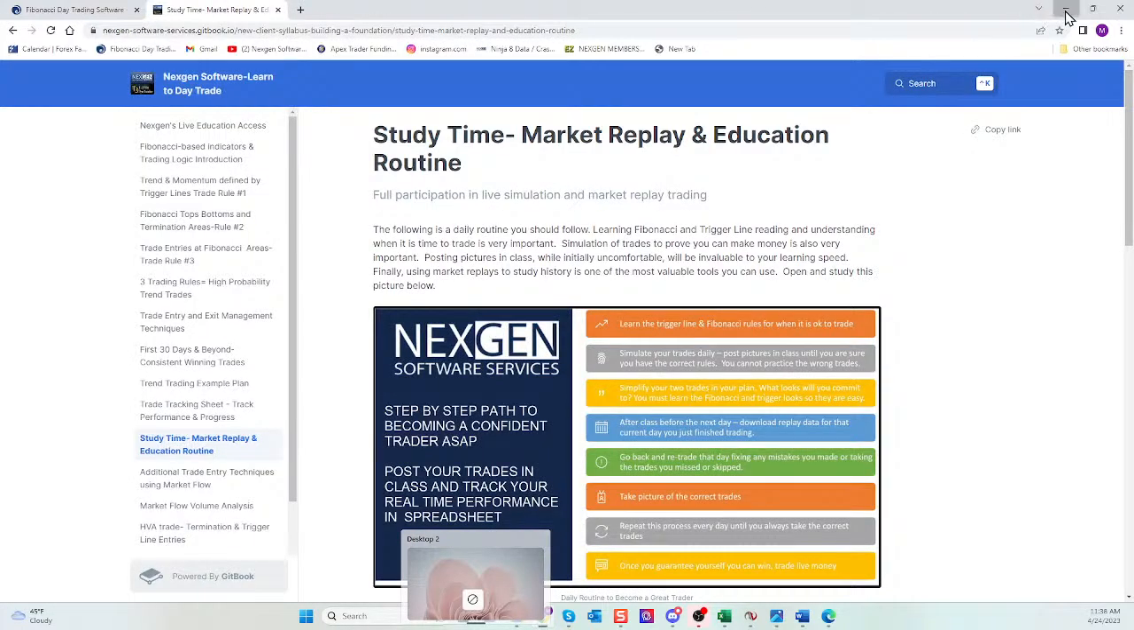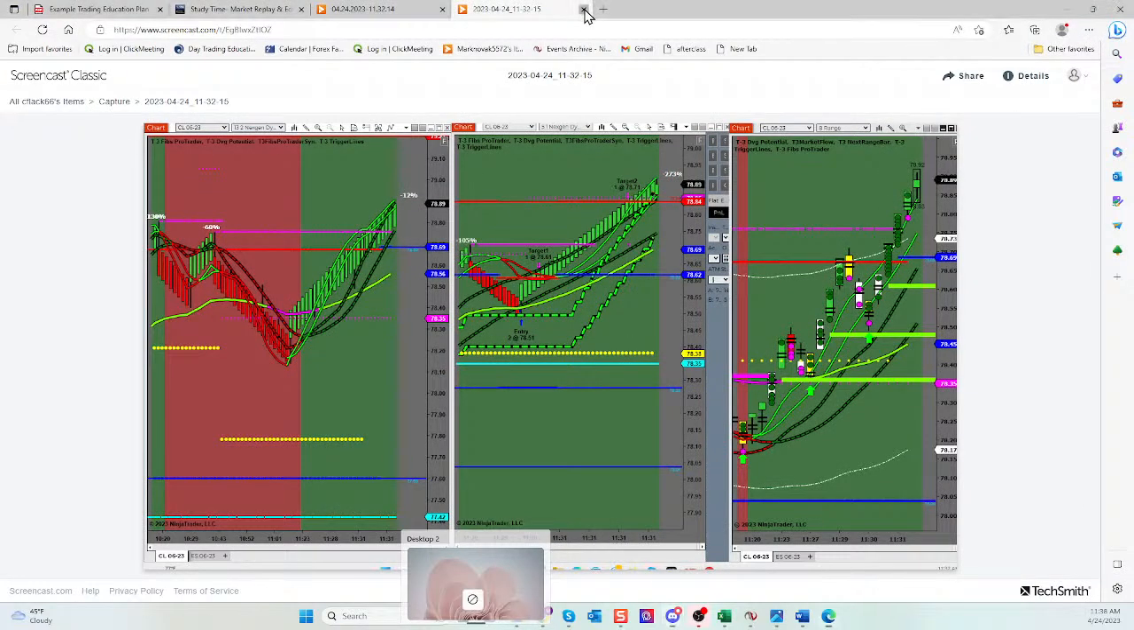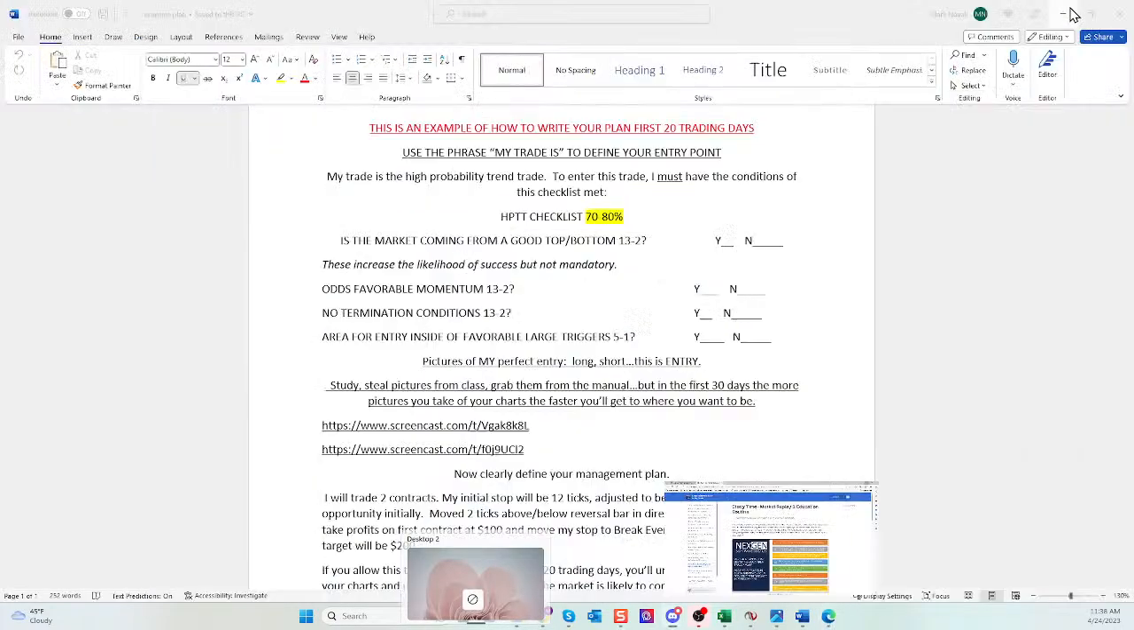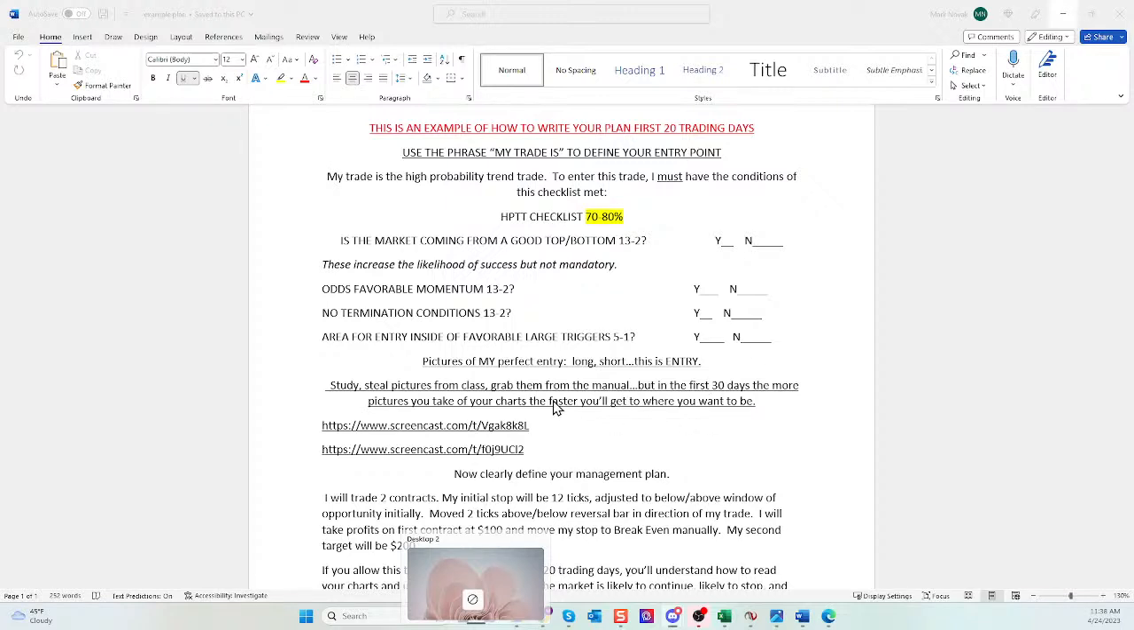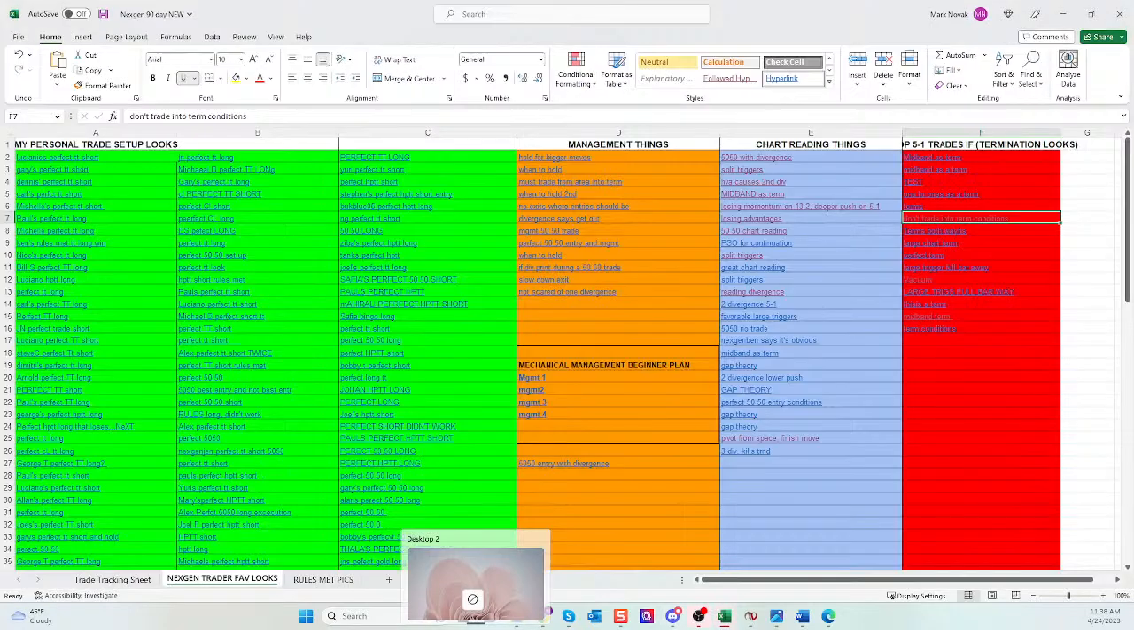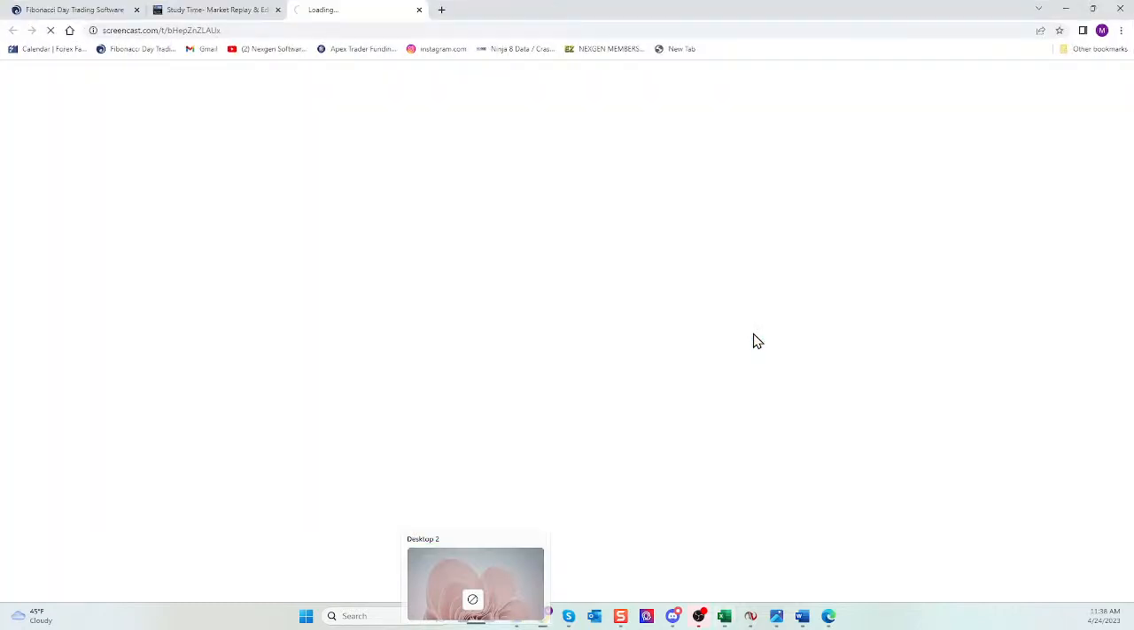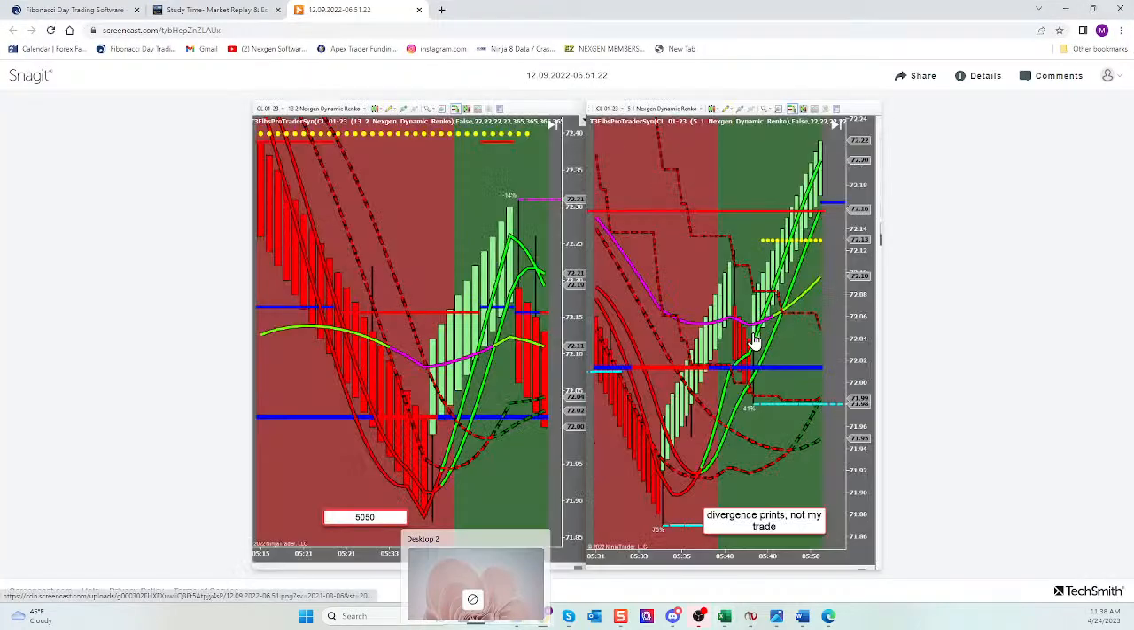Have a reason for everything. There's your reason right there. There's your plan. Every time you see something happen, put it on a spreadsheet. This one says 50-50, no trade. I wonder why. 50-50 from a bad bottom. And up 50-50 down here. Divergence prints. Not taking the trade.